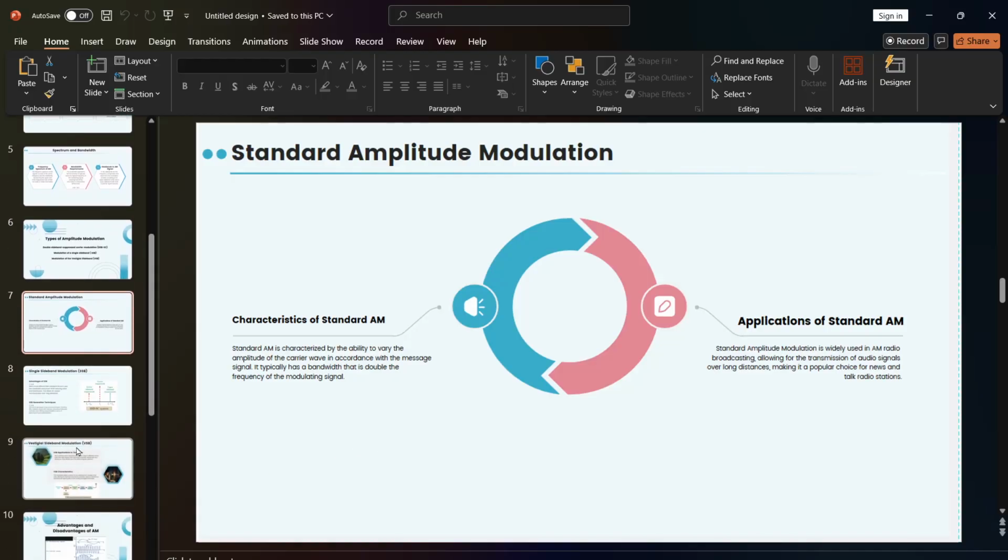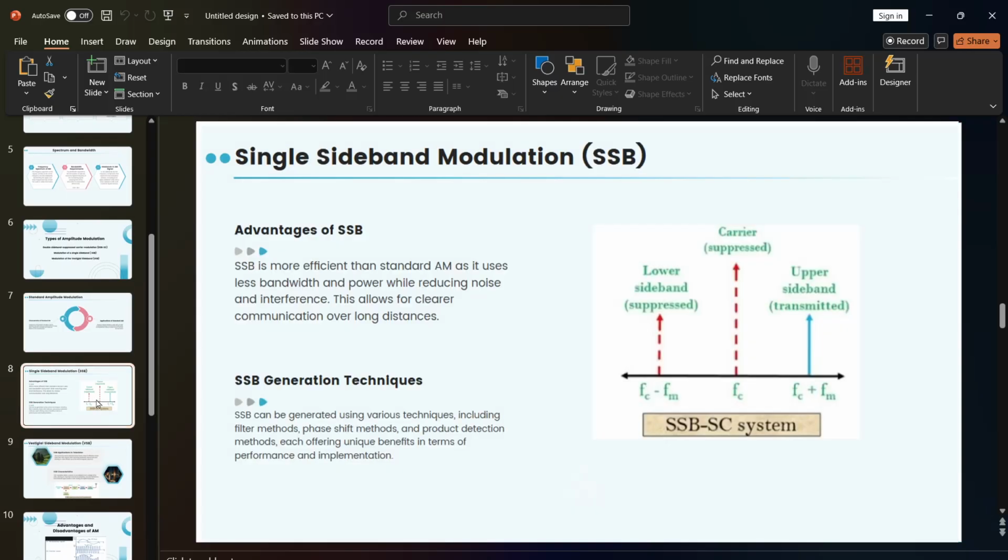Coming on to the next slide, we have SSB. Now, what is SSB? It's a scheme in which only one sideband, LSB or USB, is transmitted, known as SSB transmission, which requires only one half of the bandwidth of the DSB signal. It has two other parts, the phase shift method and the vestigial sideband system. We will come across that.